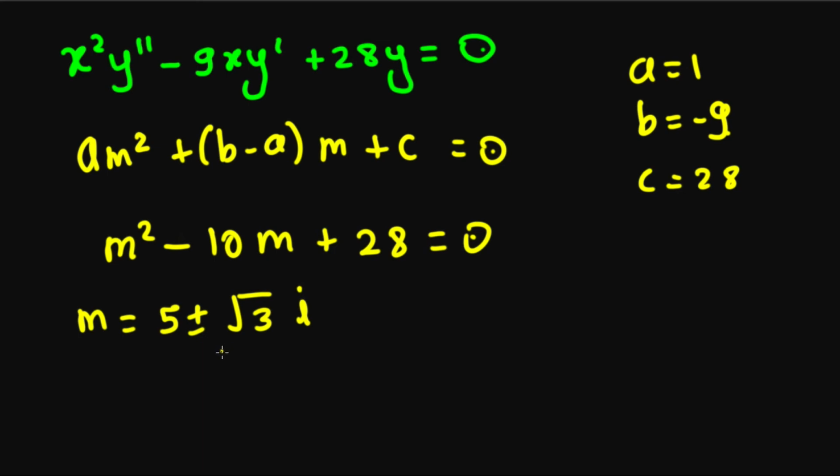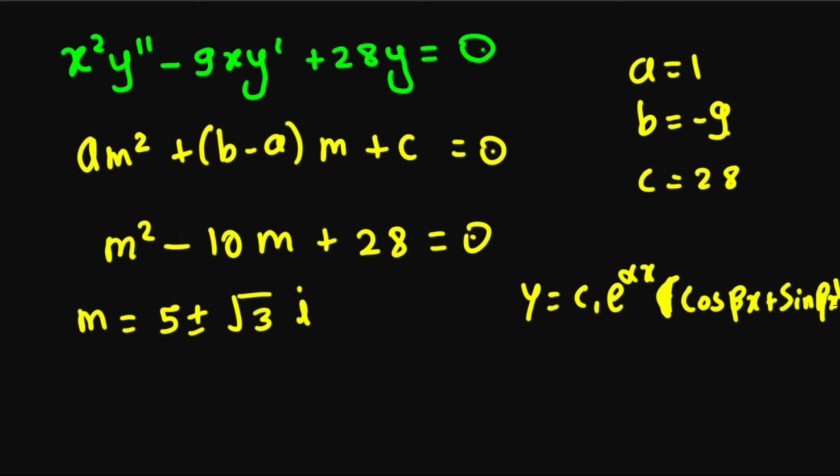Okay, so you can see this is a complex number. We have a real part and an imaginary part. So whenever we have a complex number, and if it's not a Cauchy-Euler, we will have the solution like this: y is equal to e power alpha x multiplied by c1 cos beta x plus c2 sine beta x. Okay, this is the solution if it's not a Cauchy-Euler. But here we have Cauchy-Euler. For Cauchy-Euler, the solution will have x power alpha.